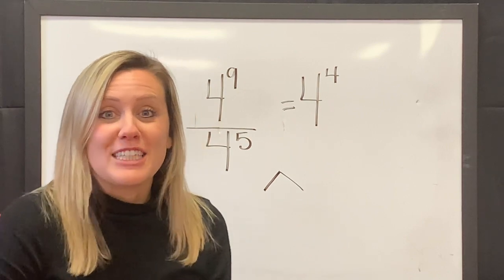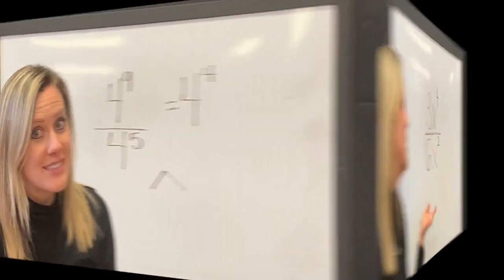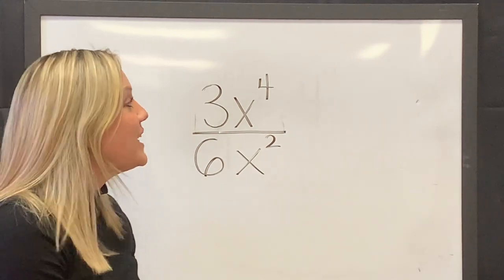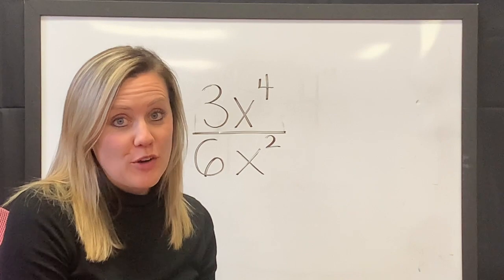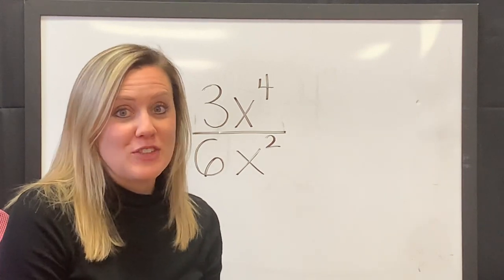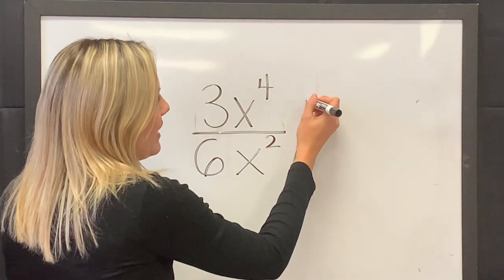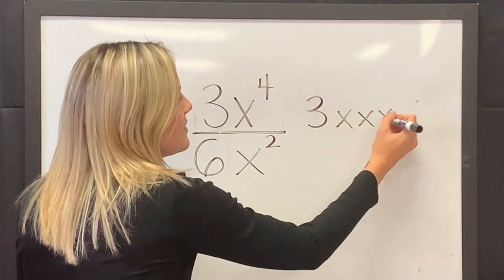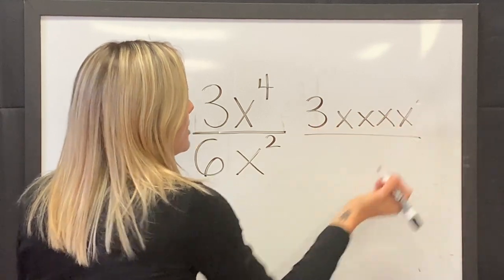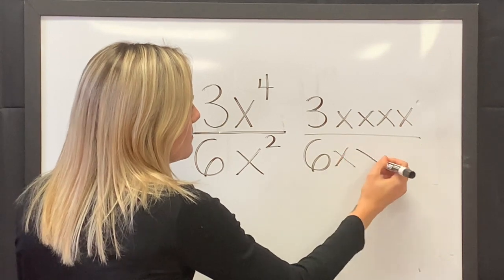Okay, let's try a problem with both numbers and variables. Here's our next problem, 3x to the 4th power divided by 6x to the 2nd power. So just to show you what's going on, we have a 3 in our numerator as well as 4 x's. And then in our denominator, we have a 6 and 2 x's.